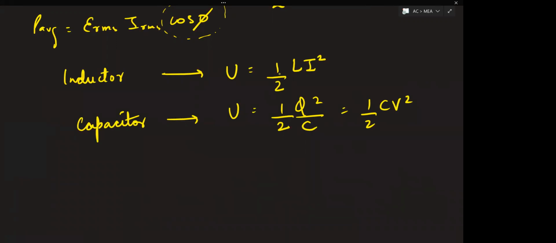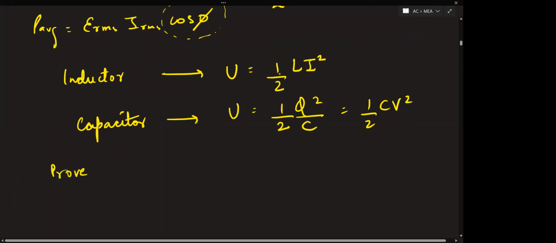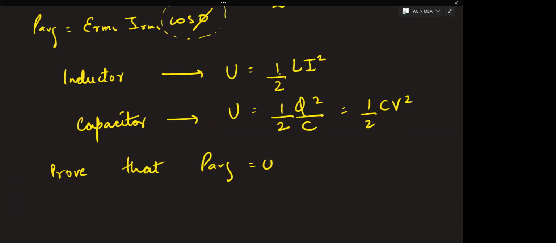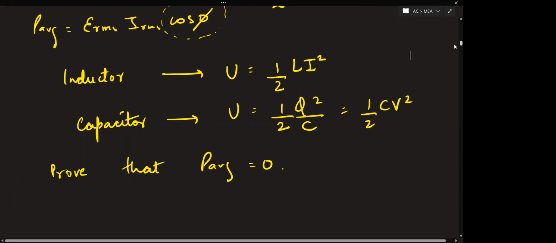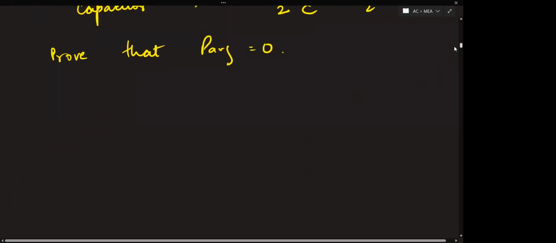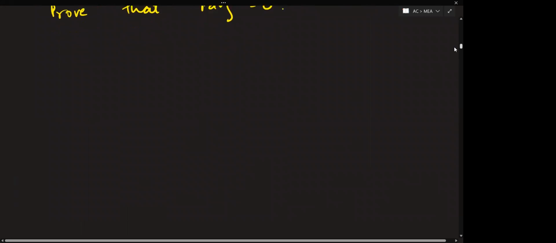Fine, these are there. But it can be asked to prove that the average power dissipated is zero. I'll tell only one, because the other is just exactly opposite. If any of this comes, you can write it in your exam. To prove that average power is zero, let's take the example of a pure capacitor.